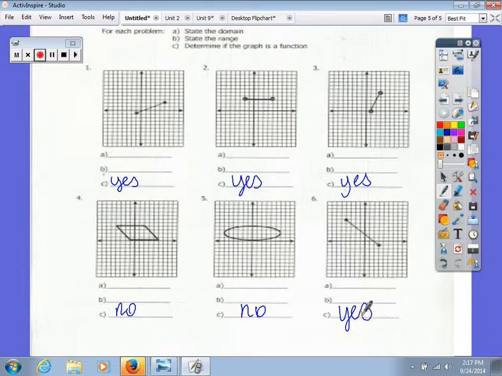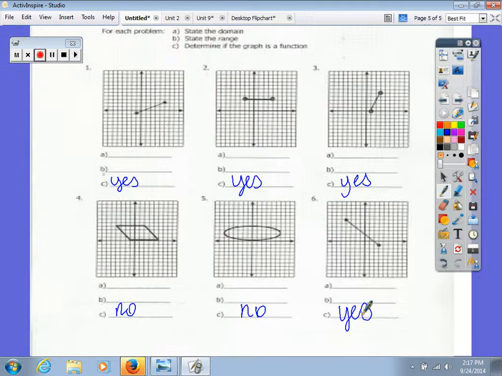All right, let's go ahead and do our domain. Now, domain, remember, we want from left to right. Since there are no arrows in these problems, we're not going to have an infinity because our graph does not go on forever. So it's just like the problems we did on Khan Academy, where you start with a number and you end with a number.